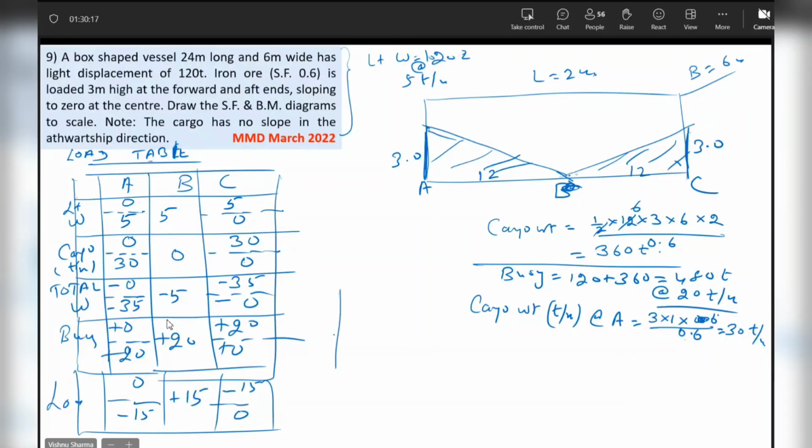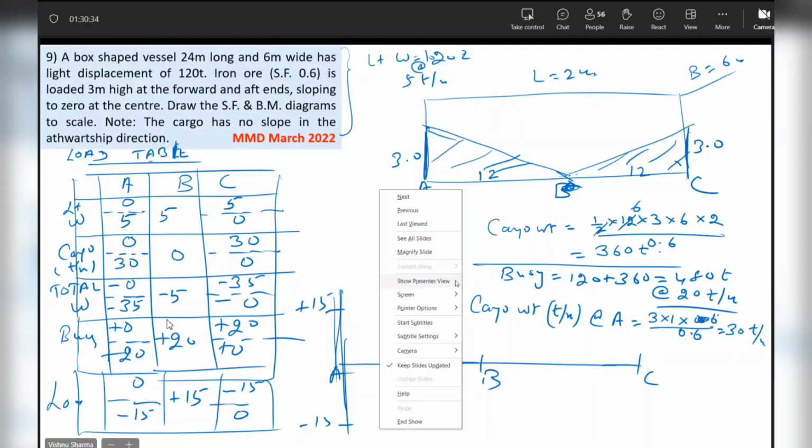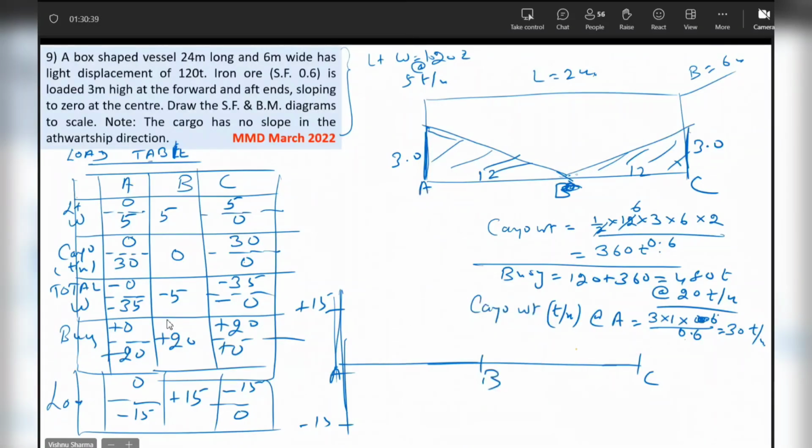The load diagram would be like this, beta. A, B, and C. Plus 15, minus 15. And the load diagram will be slanting lines because the cargo is slanting. Okay, so you know that. From 0, it will go to minus 15 at A. Then it goes to plus 15 at B with a straight line. Comes to minus 15 at C, becomes 0.